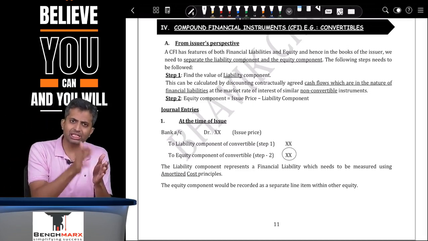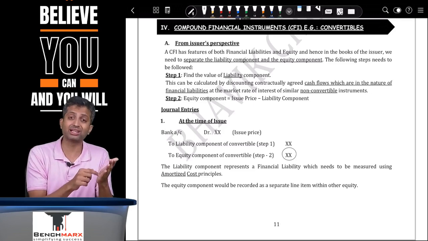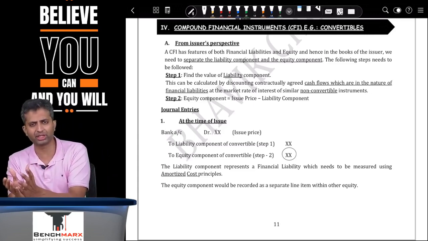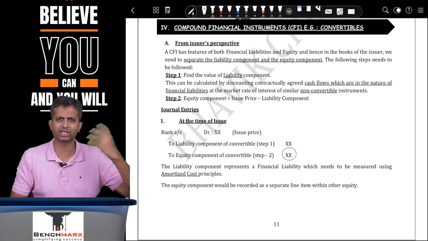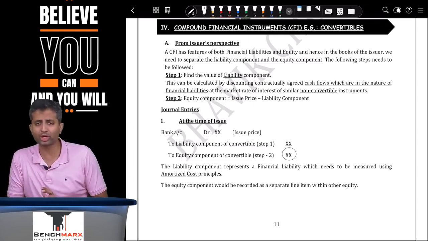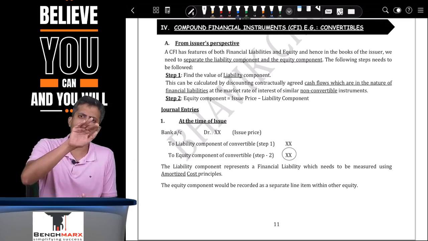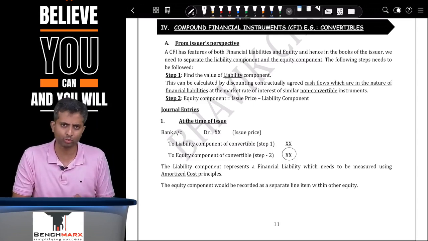Now, in each of the years, you will recognize effective interest, that is 8,500 into the market rate of interest on similar instruments. That will be the effective interest. That will go to the P&L. So interest expense account debit to liability component, and you will be paying something, maybe the coupon. Your entry will be liability component account debit to bank for the coupon.